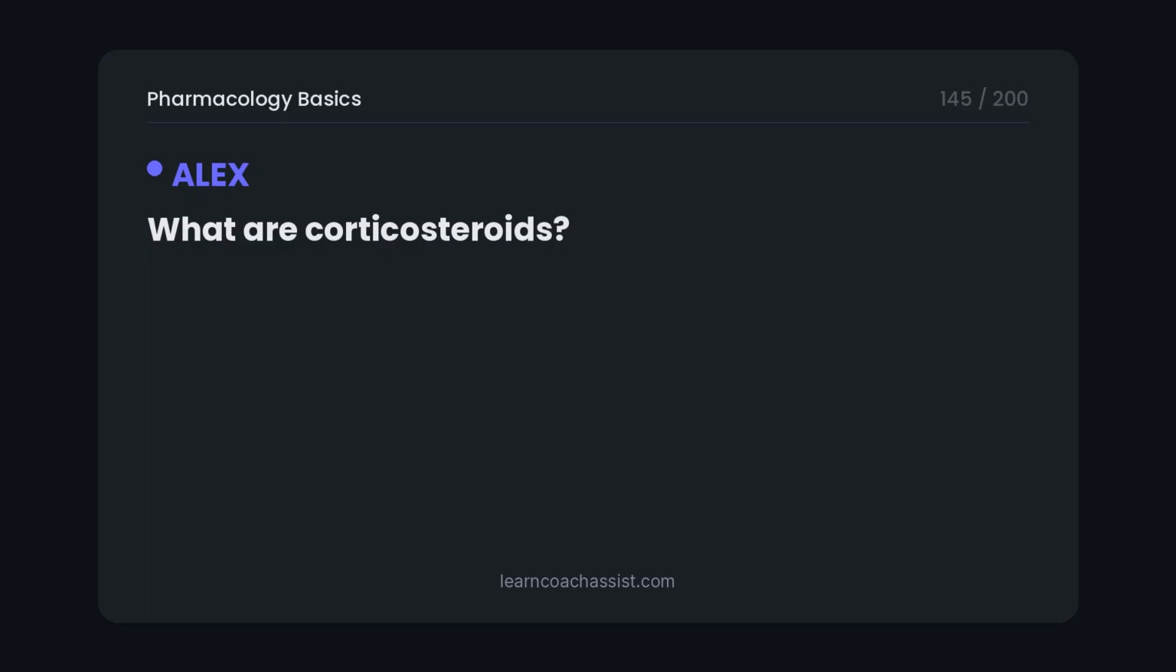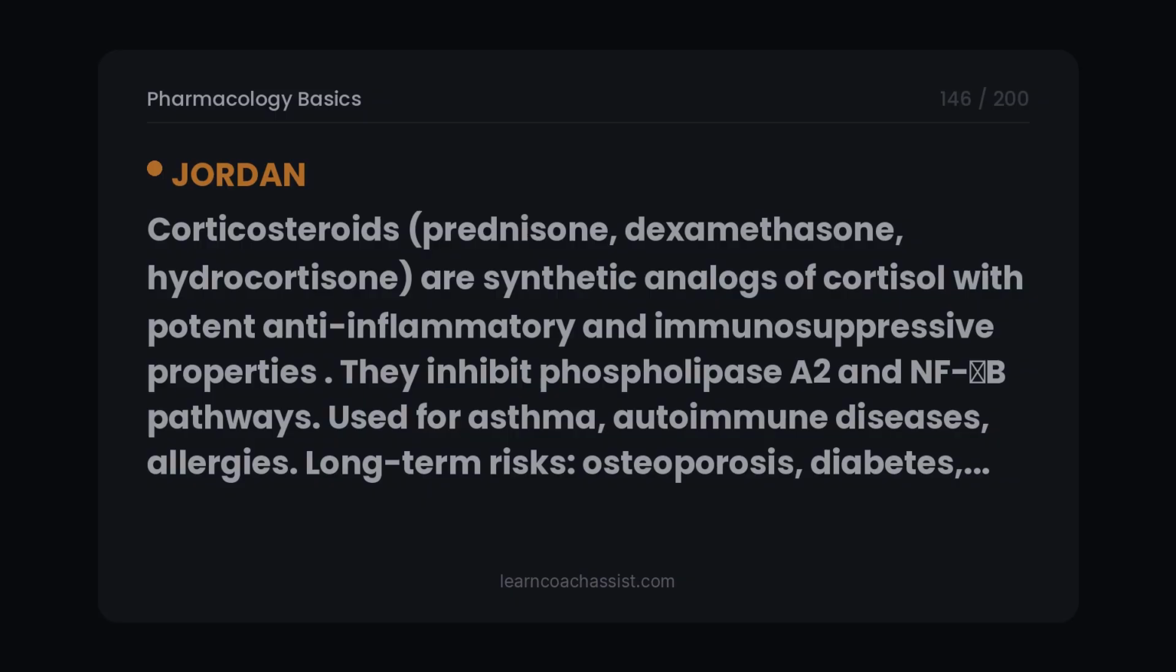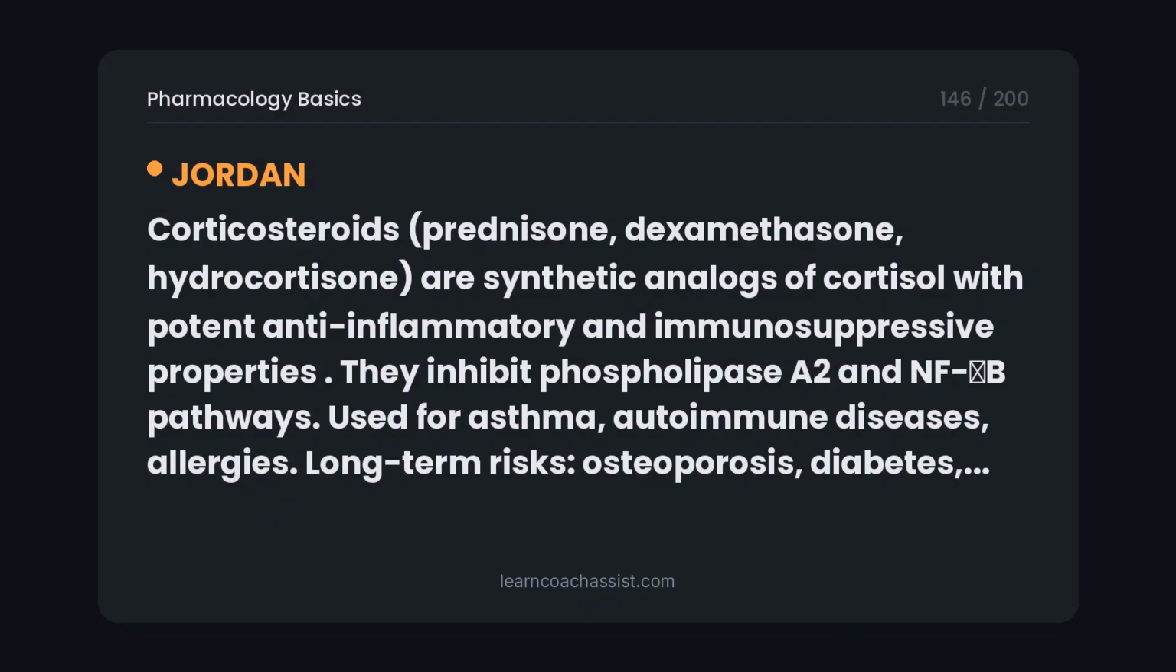What are corticosteroids? Corticosteroids, prednisone, dexamethasone, hydrocortisone, are synthetic analogs of cortisol with potent anti-inflammatory and immunosuppressive properties. They inhibit phospholipase A2 and NF-kappa B pathways. Used for asthma, autoimmune diseases, allergies. Long-term risks: osteoporosis, diabetes, adrenal suppression.